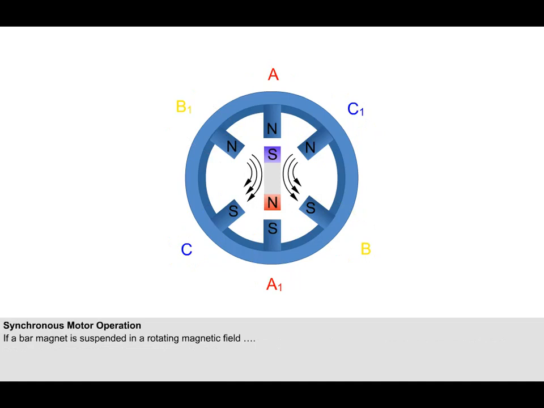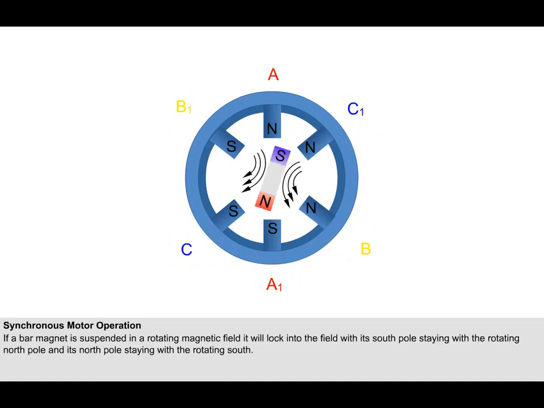If a bar magnet is suspended in a rotating magnetic field, it will lock into the field with its south pole staying with the rotating north pole and its north pole staying with the rotating south. The magnet will therefore rotate synchronously with the field, at the same speed as it. This is the principle of operation of the synchronous motor.